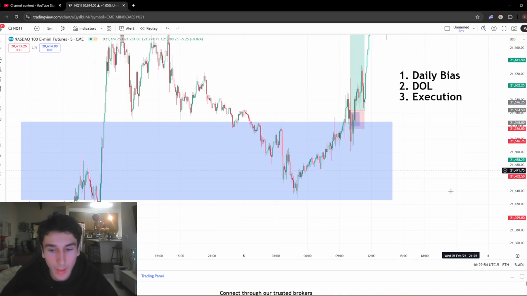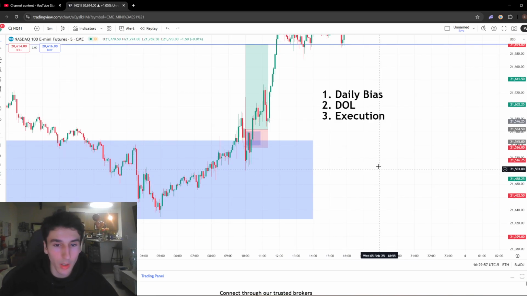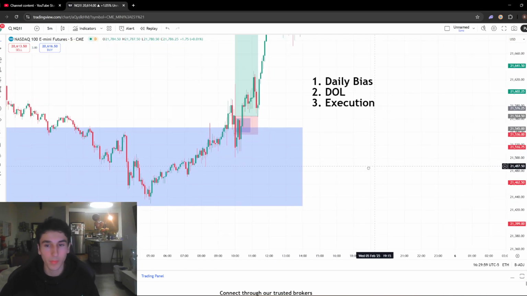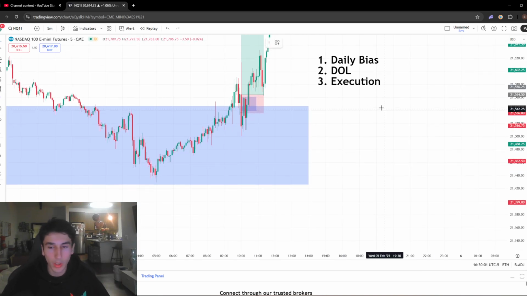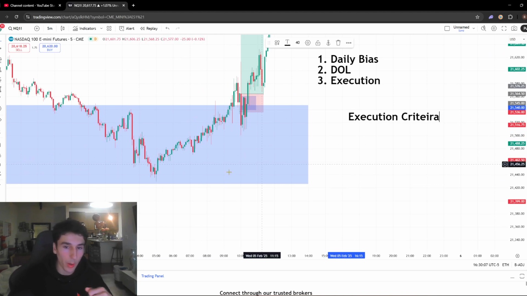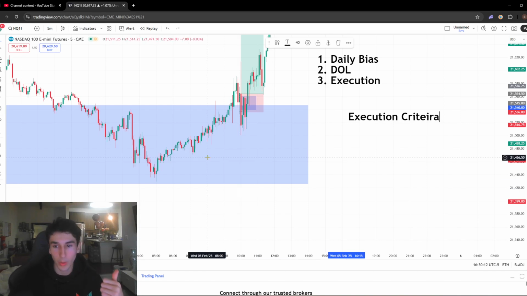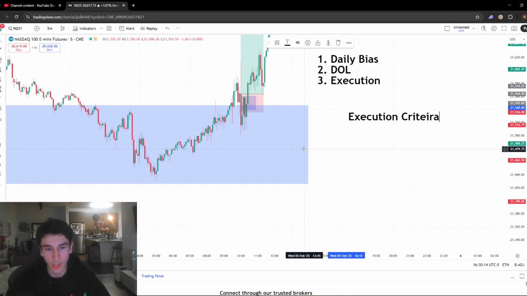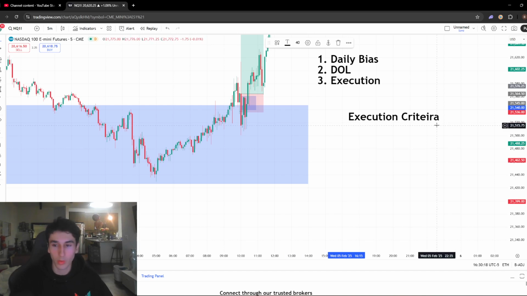Other than that, we've identified pretty much almost everything we need. Now for the actual execution, we're going to go over the execution criteria. Now, since this is an hourly fair value gap, 4-hour fair value gap, we're going to make sure that we're taking an entry on the 5-minute time frame. So I misspelled that.